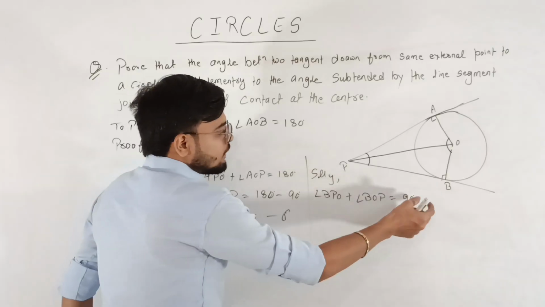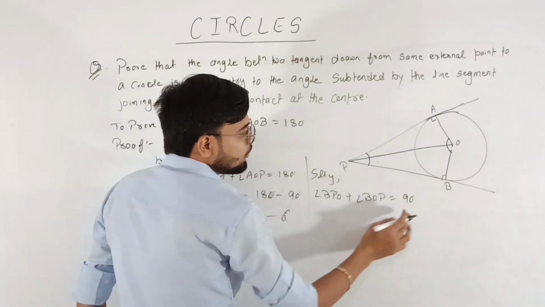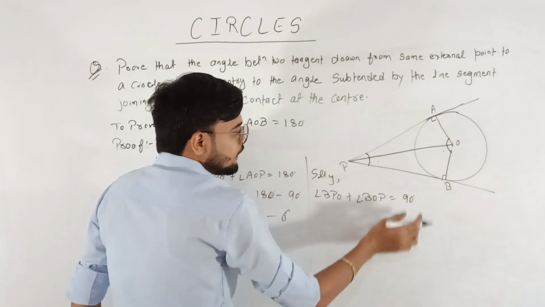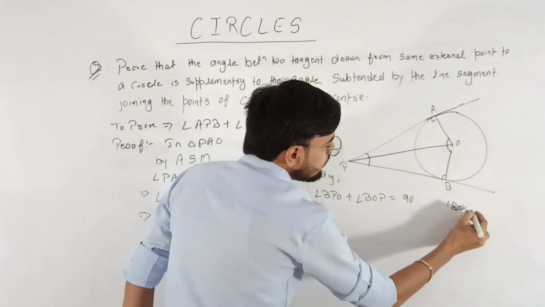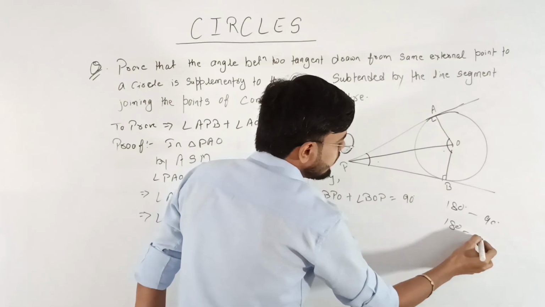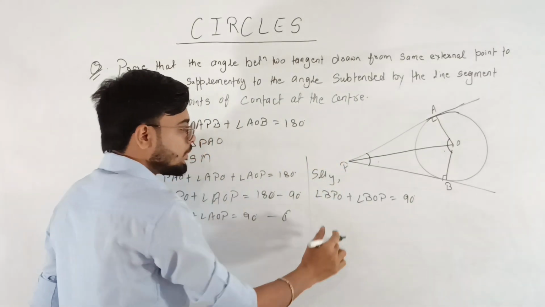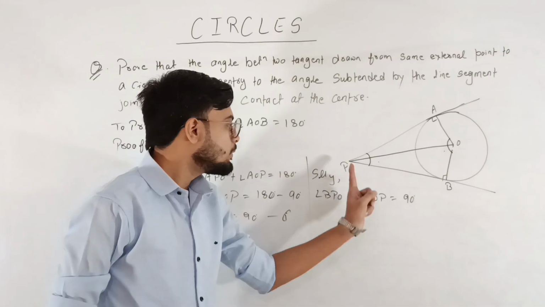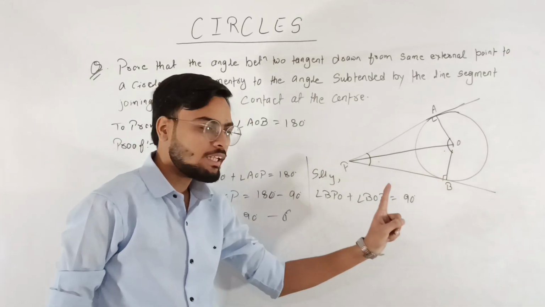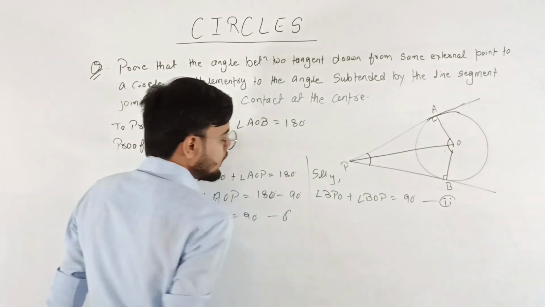So now look, this angle BPO and BOP, this one, is equal to what? 180 minus this angle, which is 90 degrees. So 180 minus 90 is 90 degrees. So I write it here, angle BPO plus angle BOP is 90 degrees. This is my equation second.